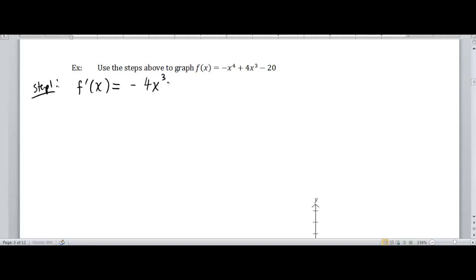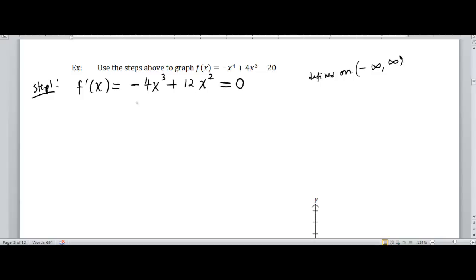So we get negative 4x cubed plus 12x squared. Right? And the derivative of 20 is 0. Now I need to set this equal to 0 and solve. And is this undefined anywhere? This is not undefined anywhere. So it's defined everywhere. It's defined on its domain. It's a polynomial, right? So we don't have to worry about the undefined part to find critical numbers. We just have to worry about setting it equal to 0.